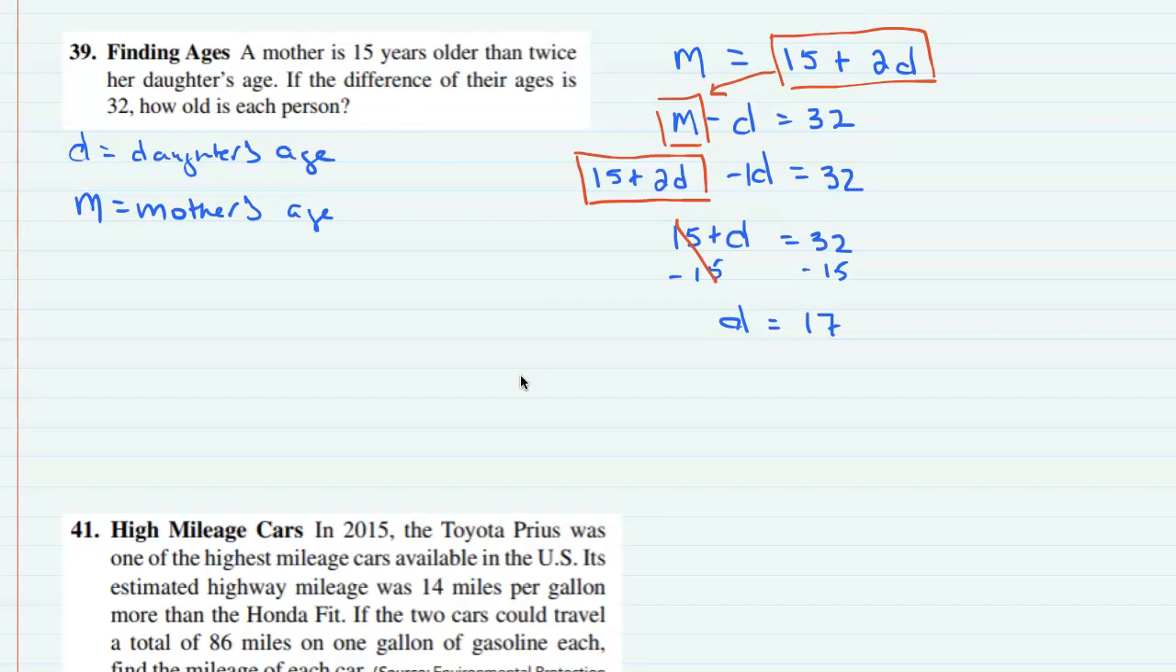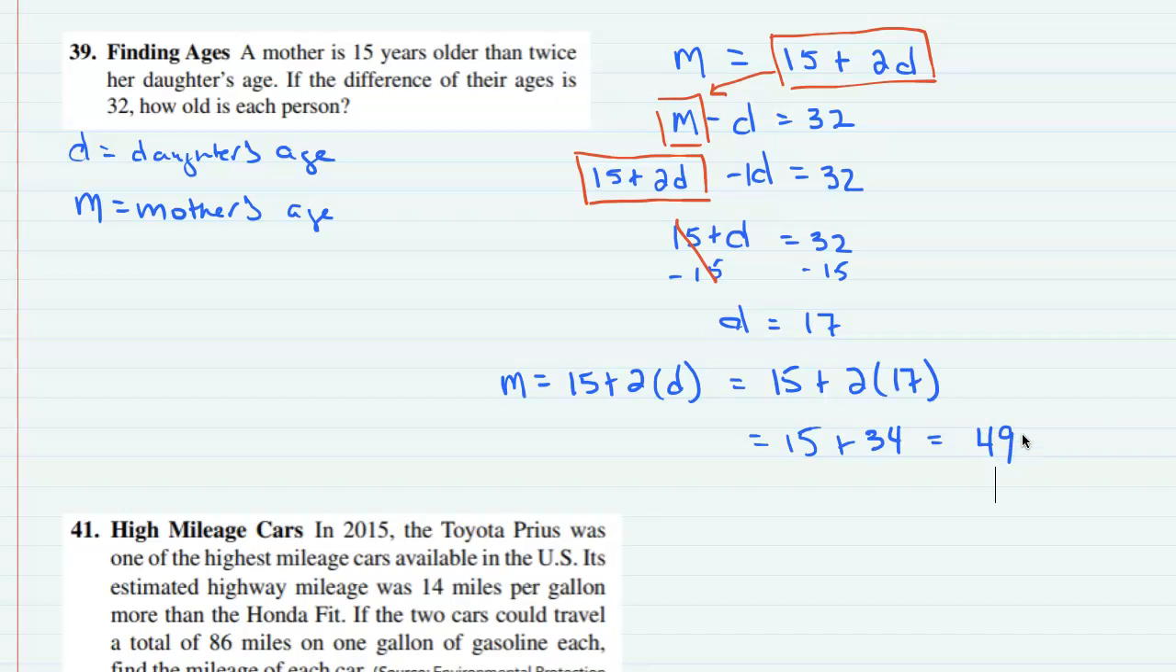So now we're going to have to figure out that the mother is going to be 15 plus 2 times the daughter's age. Okay, so that's going to be 15 plus 2 times 17. And that is 15 plus 34, which is 49. So the mother is 49. It's a good place to answer it right here. And the daughter is 17.